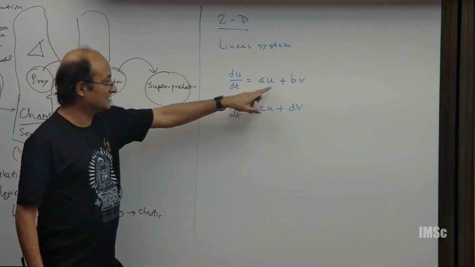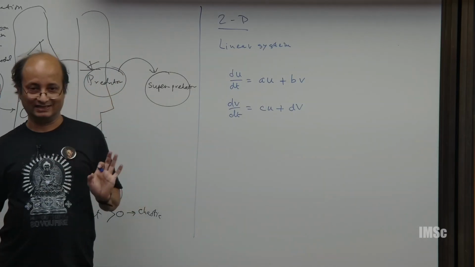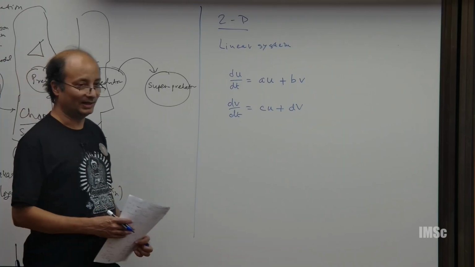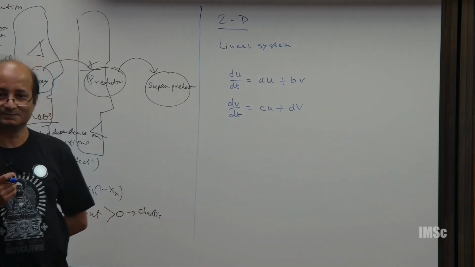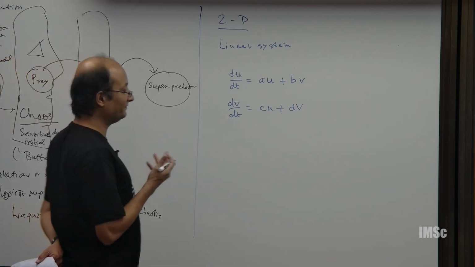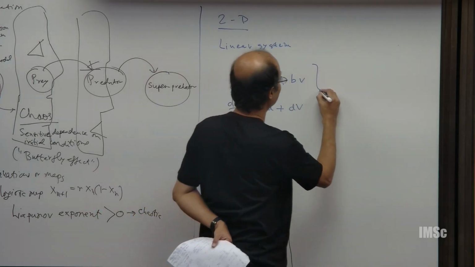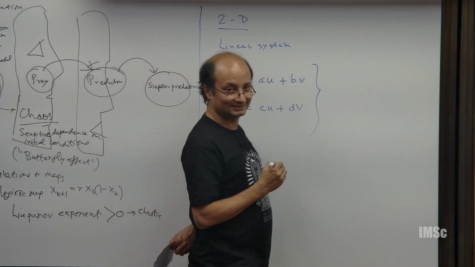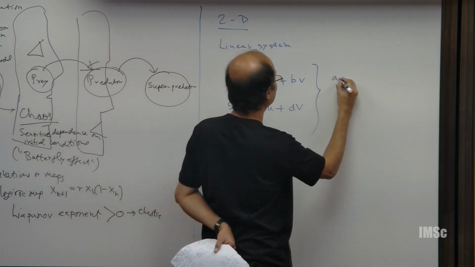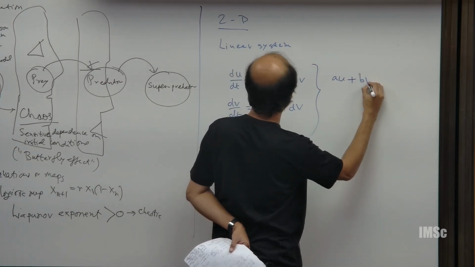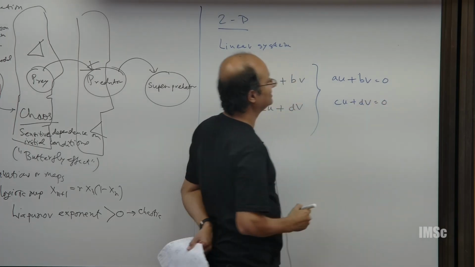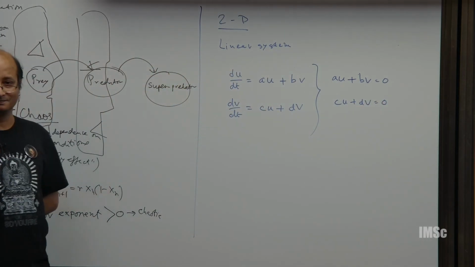Now, the signs of a, b, c, d can change. That I am not saying anything about. All right. So, how do I analyze this system? What kind of behavior is this capable of? Okay. Now, what are the fixed points? So, how do we find fixed points? You set du/dt equal to 0, dv/dt equal to 0. So, you get the linear equations a u plus b v equal to 0, c u plus d v equal to 0, right, and then you solve for u and v.